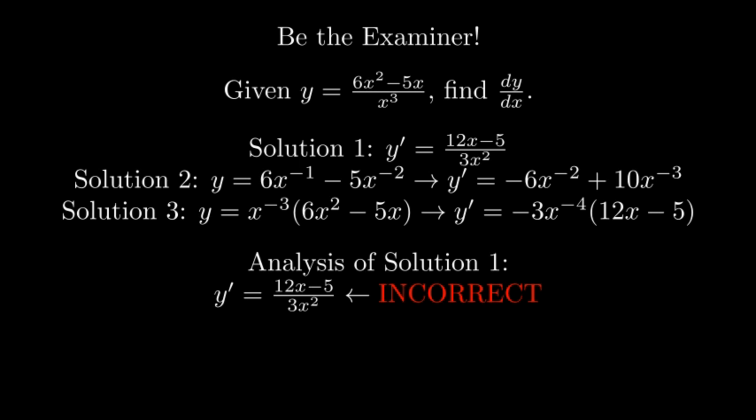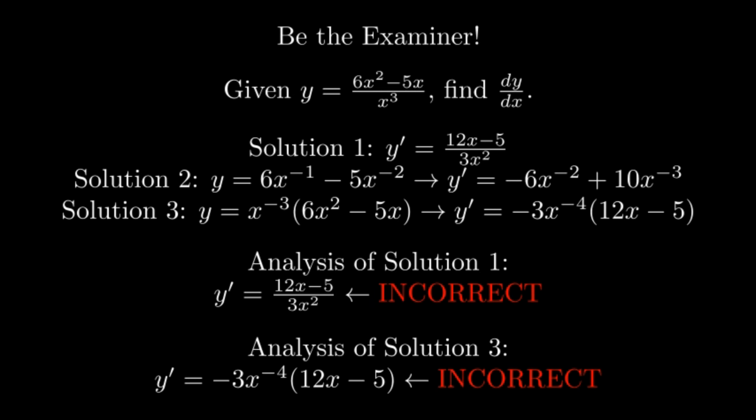We cannot just differentiate the top and bottom of a fraction, so solution 1 is incorrect. Solution 3 rewrote the function as a product and then tried to apply some kind of product rule, differentiating the 2 factors. As we've said, we don't have a product rule yet, and this is not how it works anyway. So solution 3 is also incorrect.